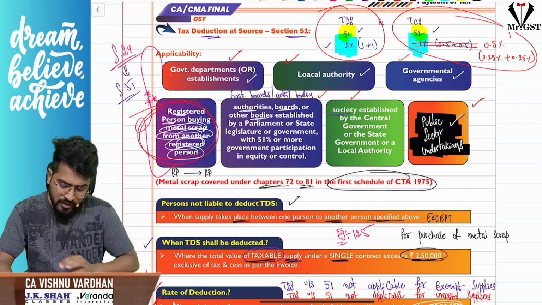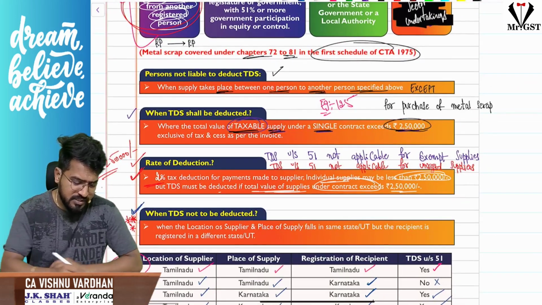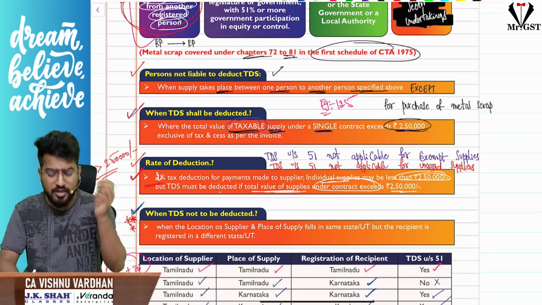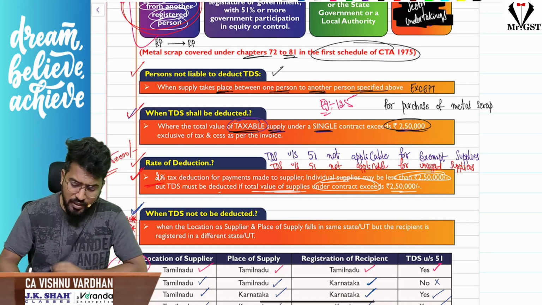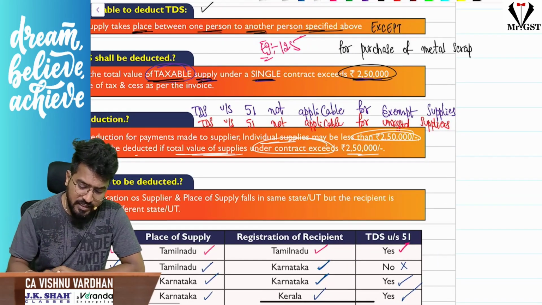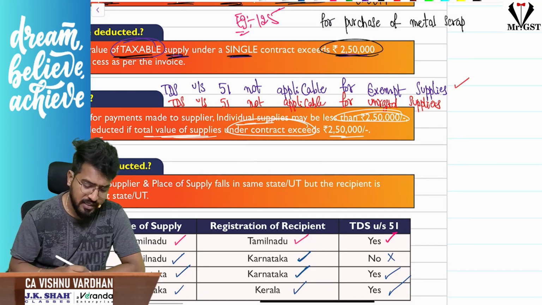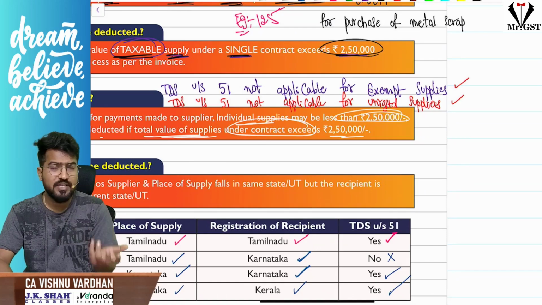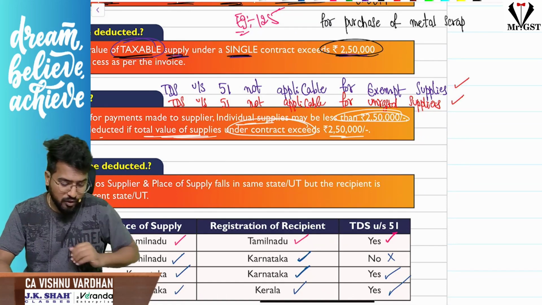Okay. Now, sir, persons not liable to TDS, we have discussed. And when TDS shall be deducted, as I told you, single contract value exceeding 2,50,000. Okay, rate of deduction is 2% on the payments we are making. And please understand, TDS is not applicable for exempt supplies, and TDS is not applicable for unregistered suppliers. When the supplier is unregistered or when the supply itself is exempt, TDS provisions will not come into picture.